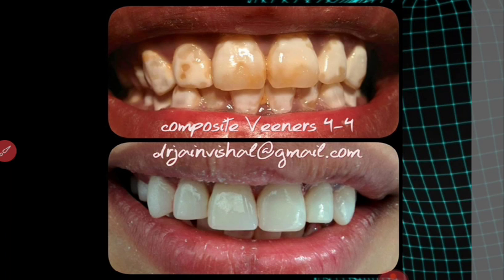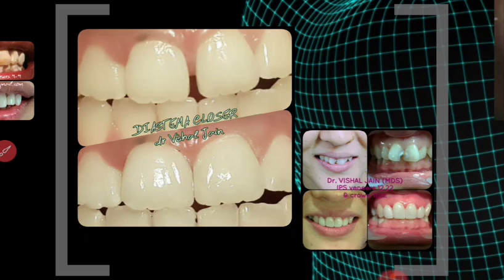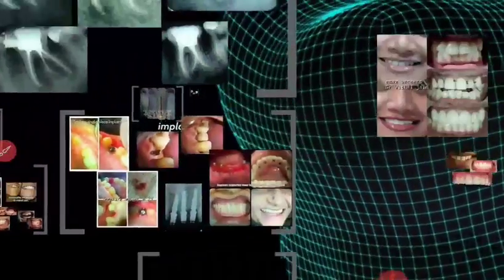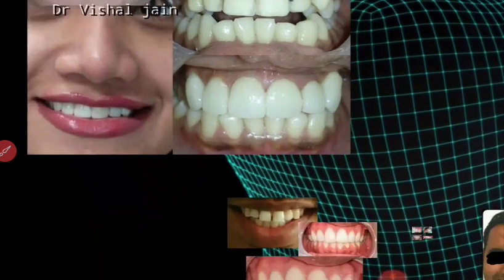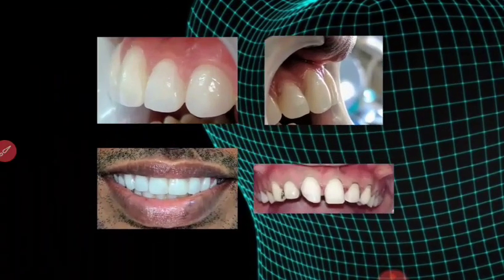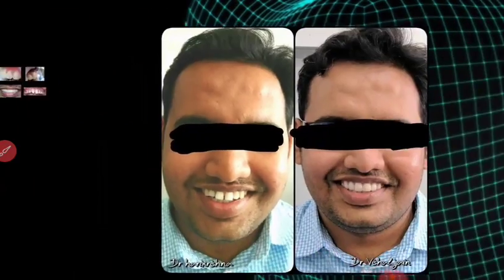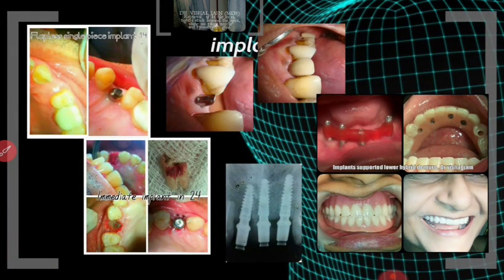This is composite veneering from 4 to 4 or 3 to 3, I don't remember. 4 to 4. This is the diastema closure. This is veneers. This was a learning case, but this is not today. It's not about aesthetics. These are all Emax veneers. Now, from there, I have reached this point with time, with patience, with practice, and I'm sure you all will be there. And I do implant practice as well.